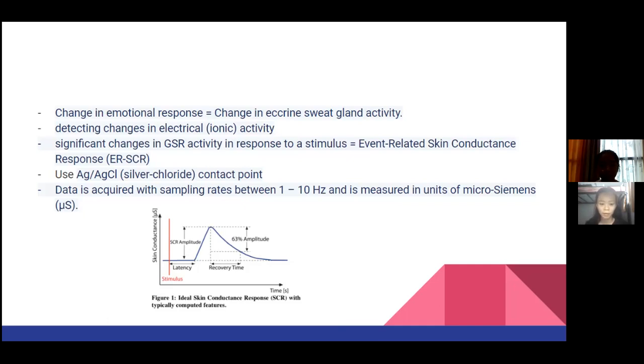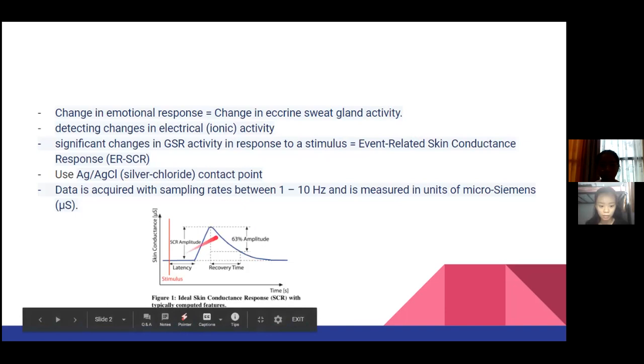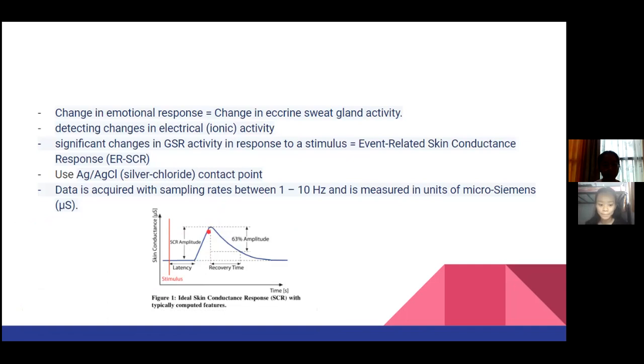This is an example of the data sample that is produced: the skin conductance, which changes over time. As we can see, there is a peak there. It is very important for the sensor to measure this peak, because this peak indicates whether there is a change in the activity or not. So I think that's all from us. Thank you.